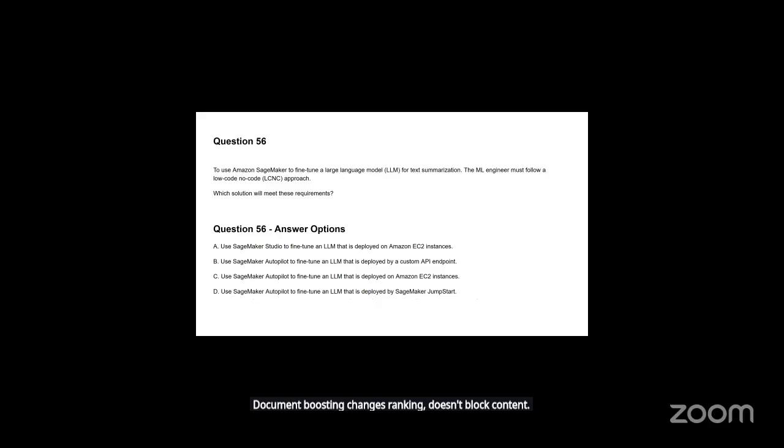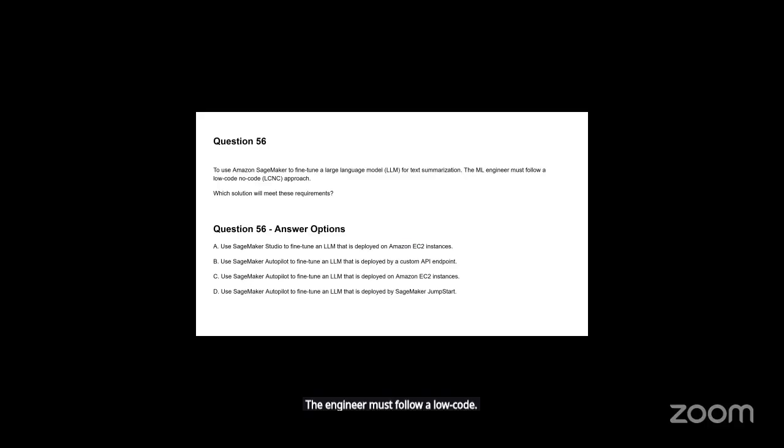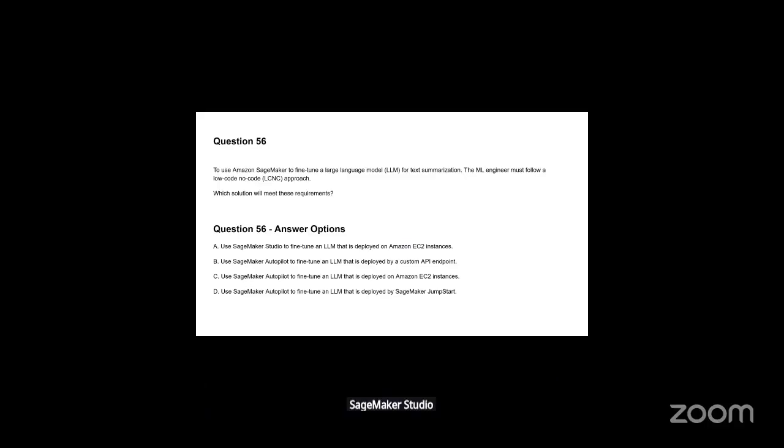Next question, 56. To use SageMaker to fine-tune a large language model for text summarization, the engineer must follow a low-code, no-code approach. What solution meets this? SageMaker Studio, fine-tune an LLM, deployed on an EC2. SageMaker Autopilot, fine-tune an LLM, deployed by a custom API. SageMaker Autopilot, fine-tune an LLM, deployed on an EC2 instance. SageMaker Autopilot to fine-tune an LLM, deployed by SageMaker JumpStart.